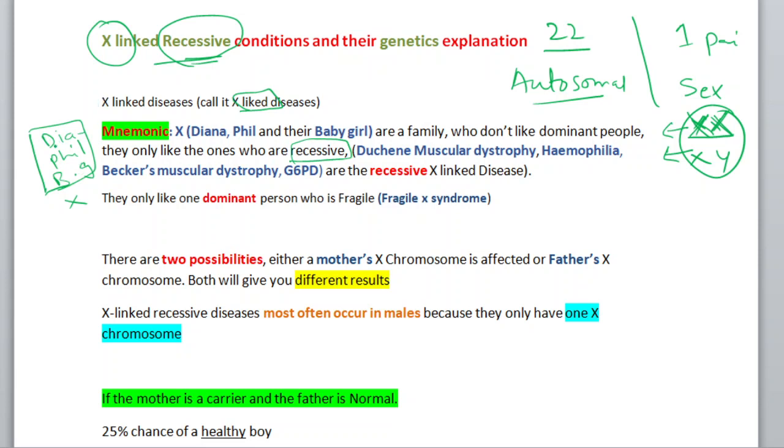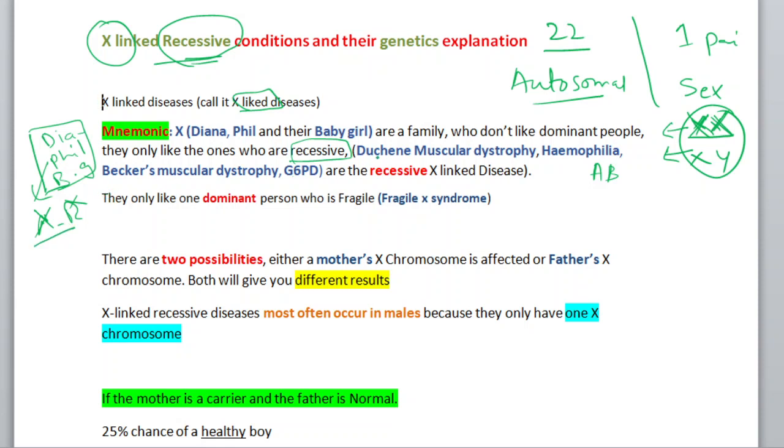So the mnemonic is Diana for Duchenne muscular dystrophy, Phil for hemophilia A and B, both A and B, and baby means Becker's muscular dystrophy, and G for G6PD. So all this family is X-linked recessive disorders.